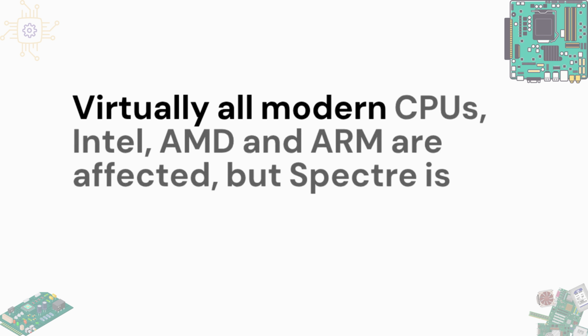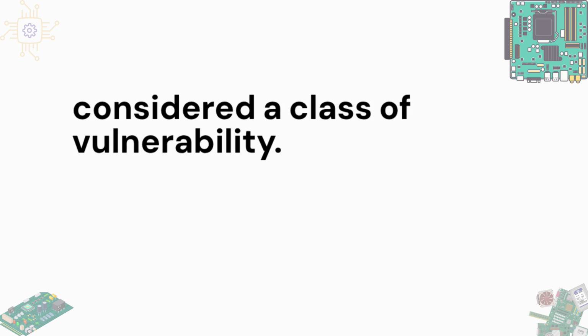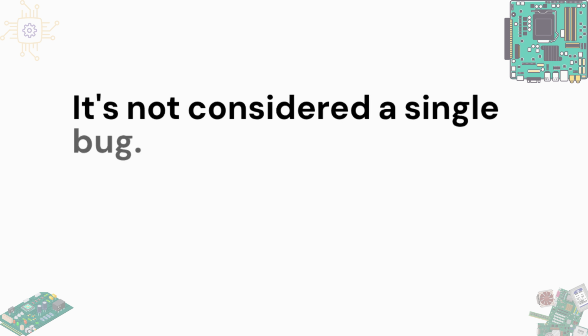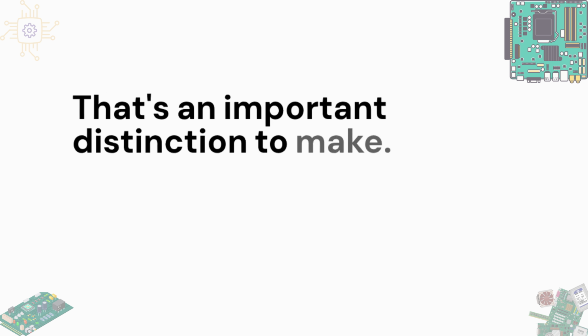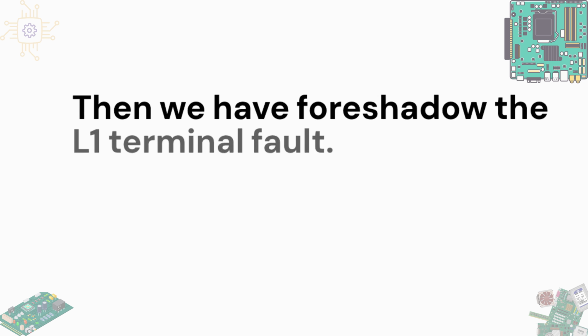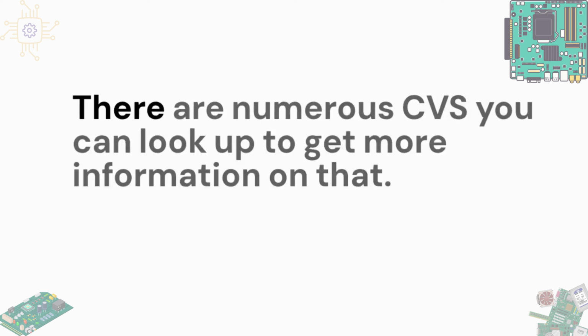Virtually all modern CPUs, Intel, AMD, and ARM, are affected. But Spectre is considered a class of vulnerability. It's not considered a single bug. That's an important distinction to make. Then we have Foreshadow, the L1 Terminal Fault. There are numerous CVEs you can look up to get more information on that.